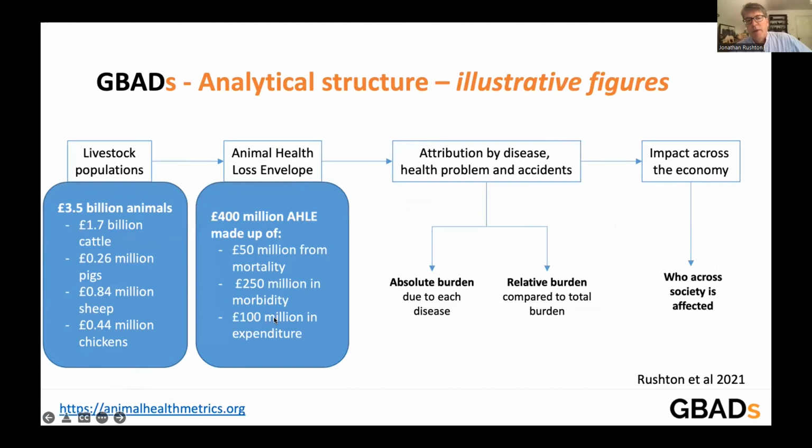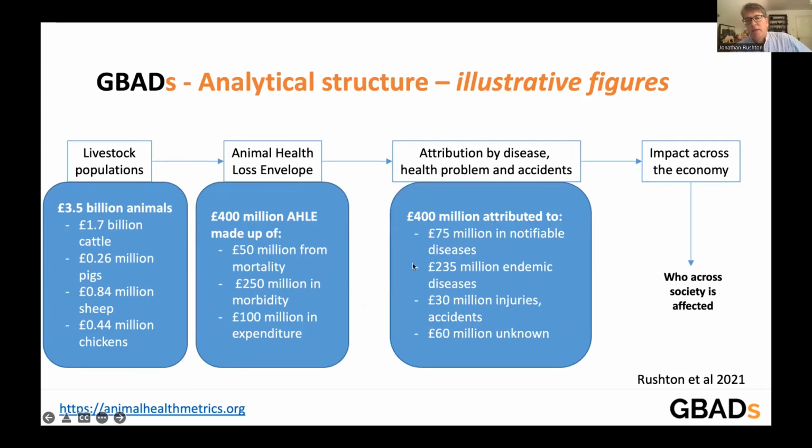Of the animals we keep, what's the gap in terms of what we're losing in terms of animal health? And can we break that up in terms of, say, mortality, morbidity in its very crude sense, and also around expenditure? And can we attribute the animal health loss envelope in terms of, say, notifiable diseases, endemic diseases, injuries and accidents, with the need to recognize there's going to be a part of that animal health loss envelope that we can't actually explain, and that in itself could be quite an important research area.